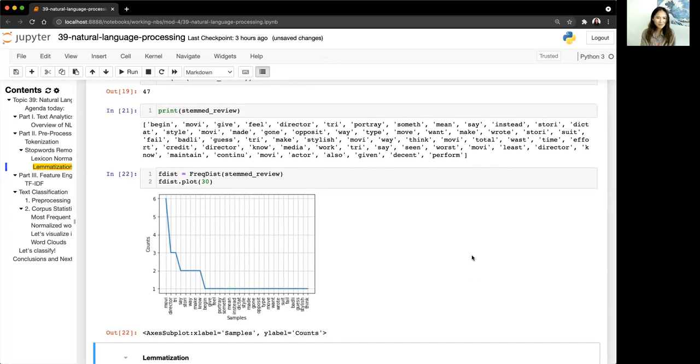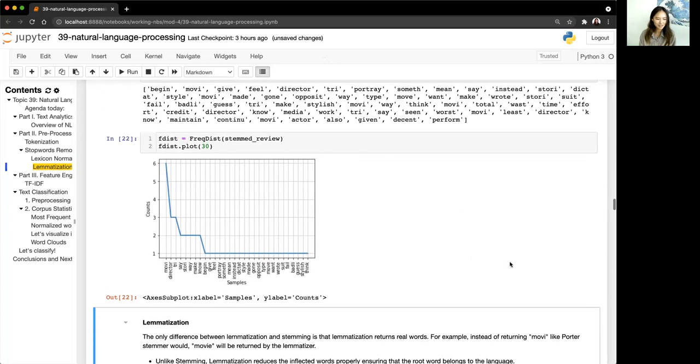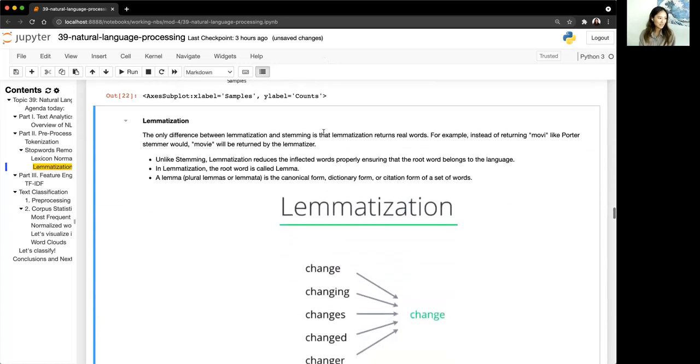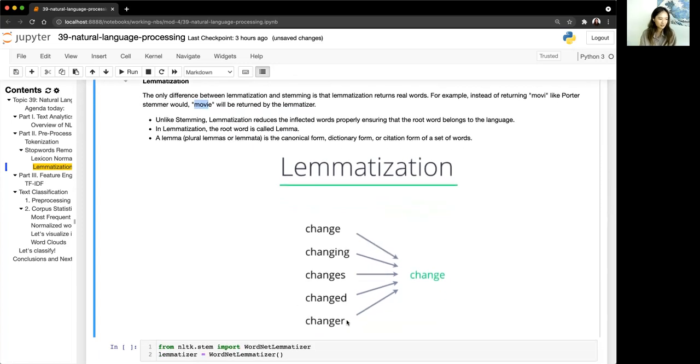Cool. So again, no one really uses stemming anymore. Most people actually use lemmatization nowadays, and the reason for that is because lemmatization returns real words. For example, instead of turning movie into movi with no E like the Porter stemmer does, the actual word movie will be returned by the lemmatizer. Pros and cons, lemmatization actually maps to actual dictionary words. So if collection is a dictionary word, it will not be reduced to collect, which I guess makes sense. And yeah, okay. So lemmatization takes all of these and turns them into the actual word change.